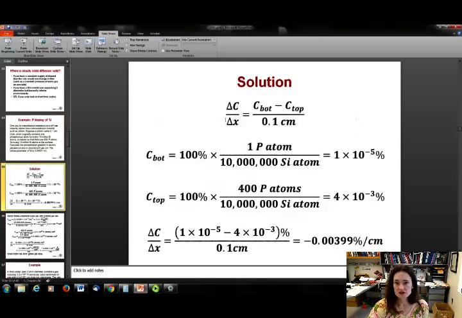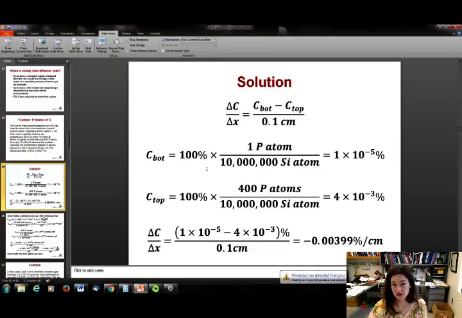So let's do this. Here's our delta C over delta X, and what we want is to calculate the concentration gradient over the slab of silicon from the top to the bottom. We're going to assume that the bottom maintains that constant value that it originally had, the 1 phosphorus atom for every 10 million silicon atoms. We're going to assume that it stays at that value, whereas the top, that's where it's getting dosed with the phosphorus, and that's where the concentration is going to go up to 400 phosphorus atoms for every 10 million silicon atoms.